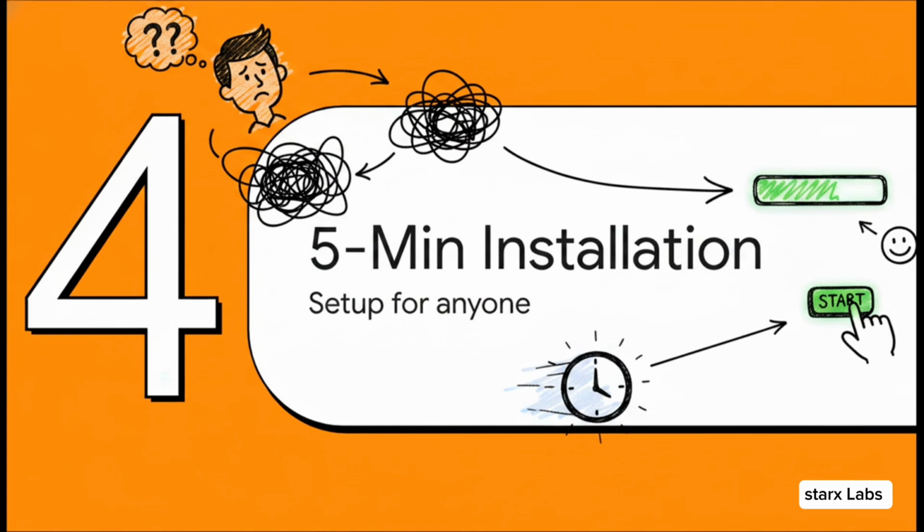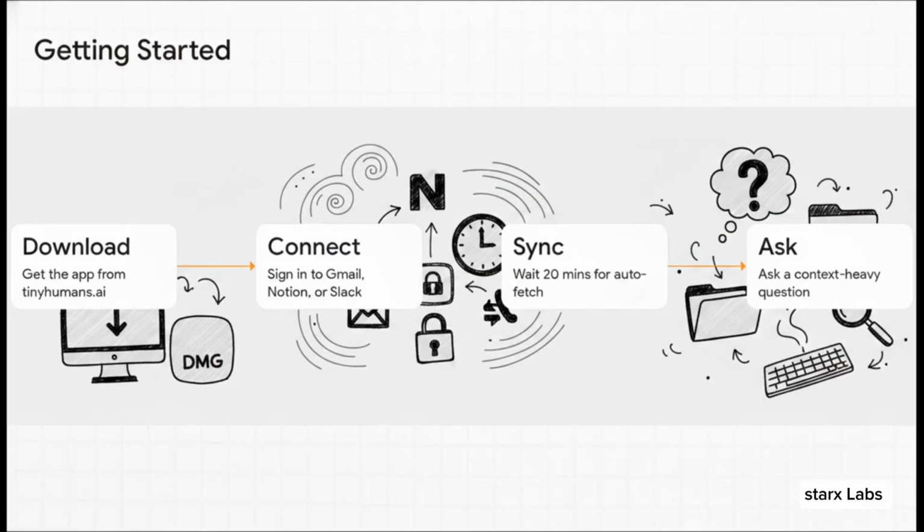Okay, Section 4, 5-minute installation. Simple setup for non-tech users. So how do we actually get this running? It takes just 4 incredibly simple steps. First, you download the signed app directly from tinyhumans.ai. Second, you sign in and hit connect on your most used apps, like Gmail or Notion.